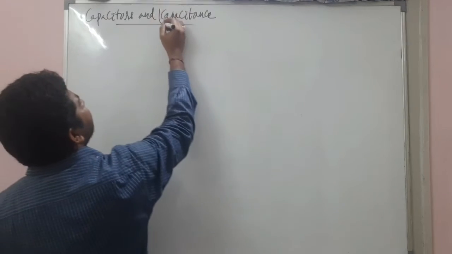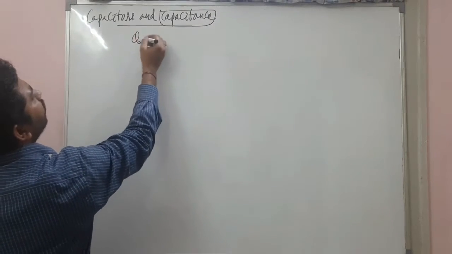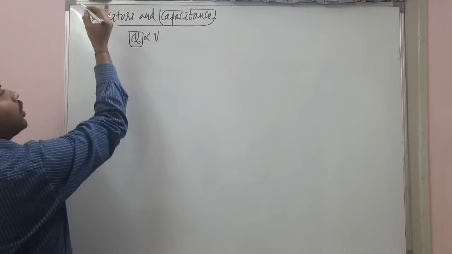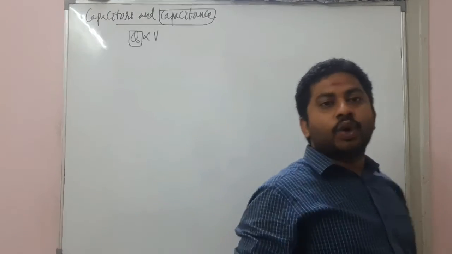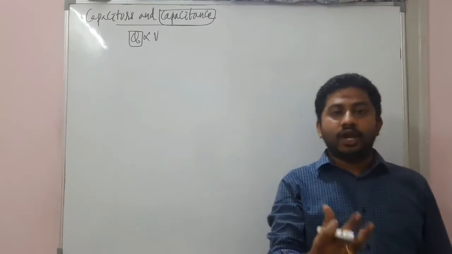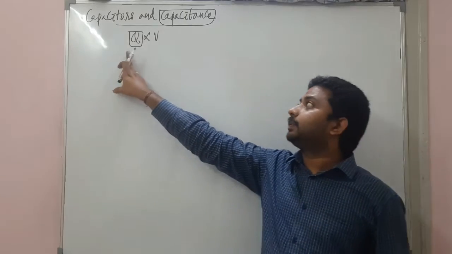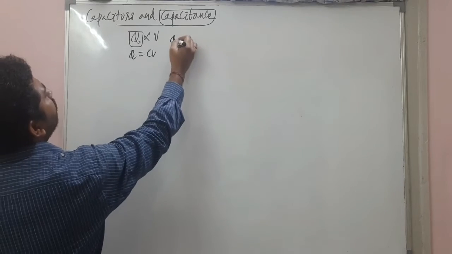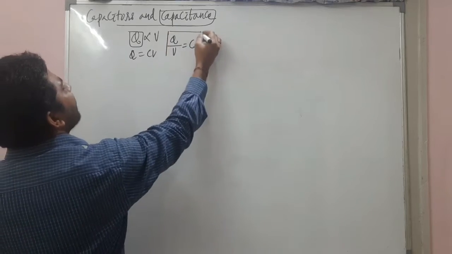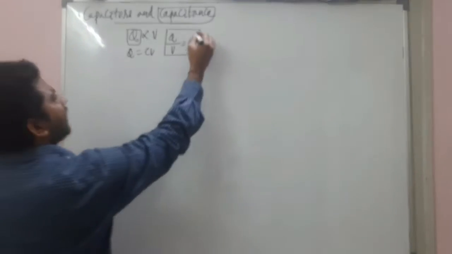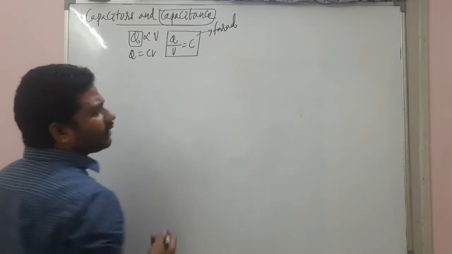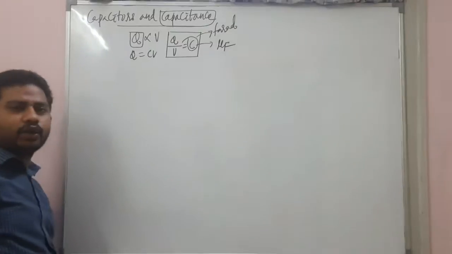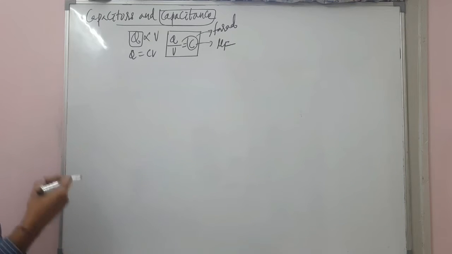We know capacitance: generally, Q is directly proportional to V. This is the charge stored in a capacitor. A capacitor is a device which stores an amount of charge within it. The charge stored depends on the potential of the capacitor. So Q is equal to CV. From here, Q by V is equal to C, remember. So capacitance is equal to Q by V, and the SI unit of capacitance is farad. Generally, the farad is a bigger unit, so that's the reason capacitors are generally represented in microfarads.